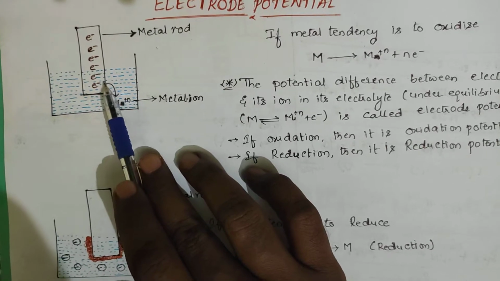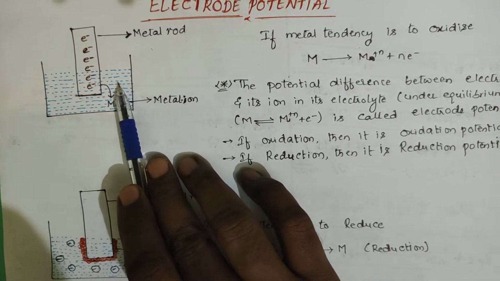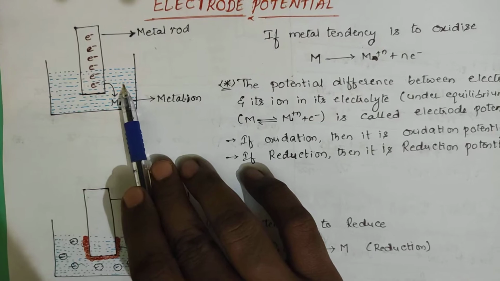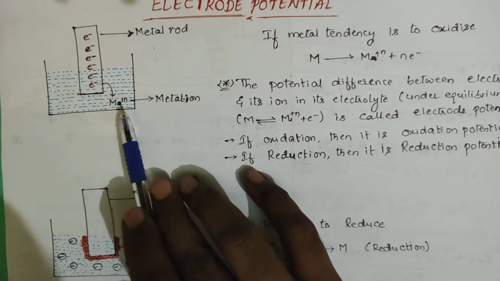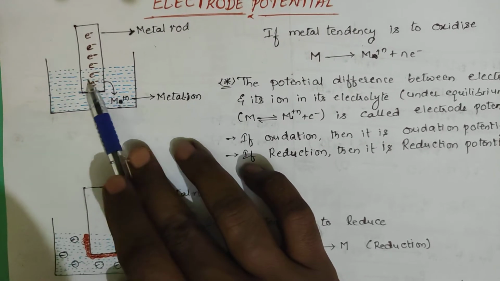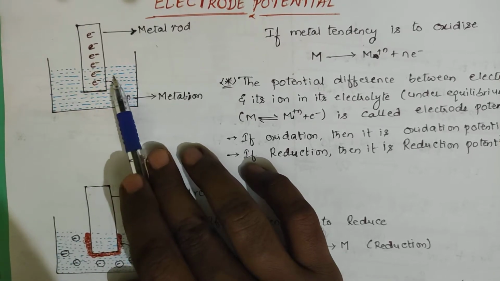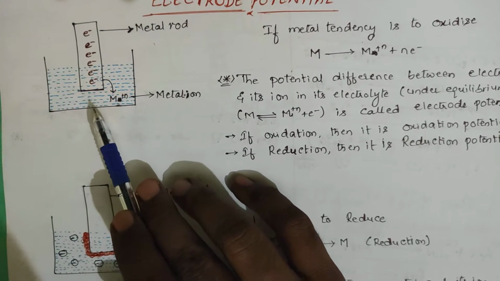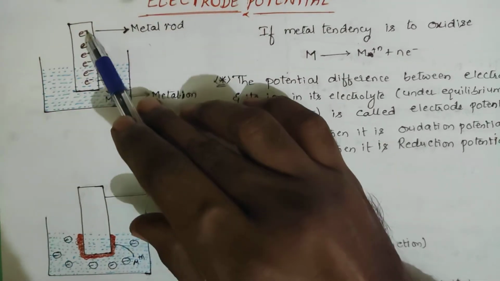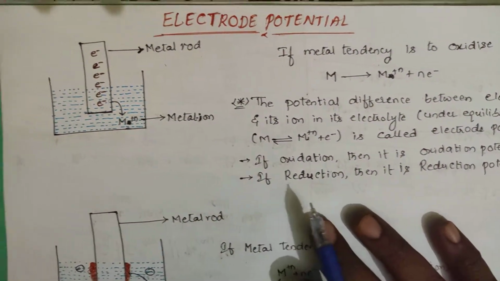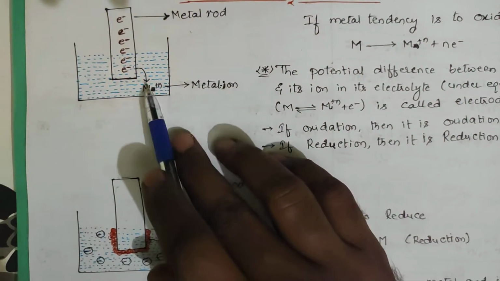So this rod is negative, and this solution is positive, because more positive ions have been deposited here. So there will be some difference in the potential between the two, the electrode as well as the solution. Getting this? The rod will have more negative charge and the solution will have more positive charge.